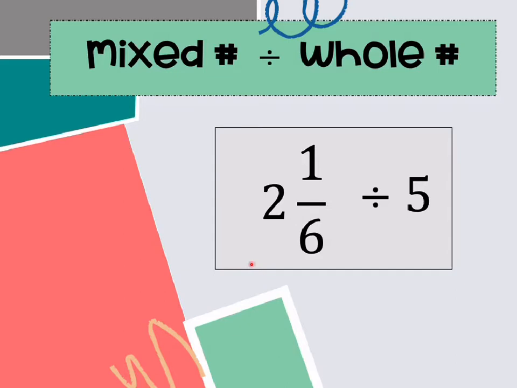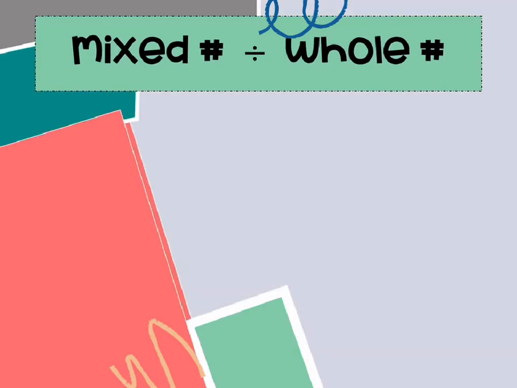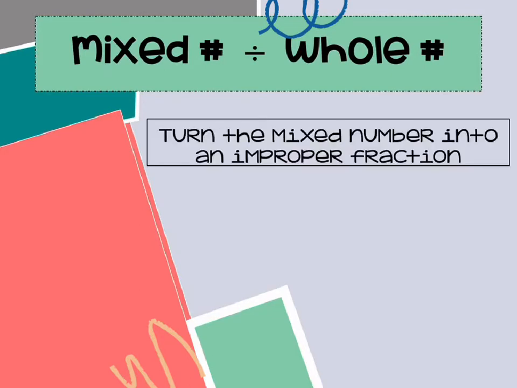Remember I said you want to make sure that you have two fractions that you're working with when you are dividing. So there is something that you must do with this, and we went over this. Let's see if you remember. Remember, we have 2 and 1/6. What do we say that we are going to do with it? We are going to turn our mixed number into an improper fraction.